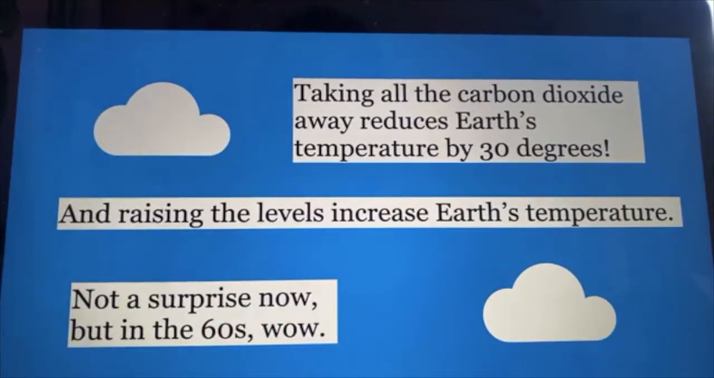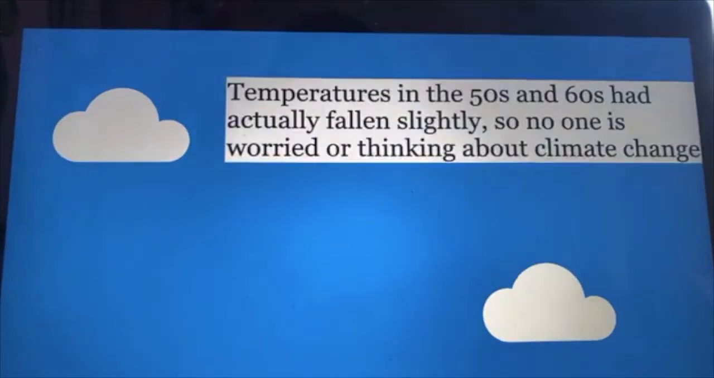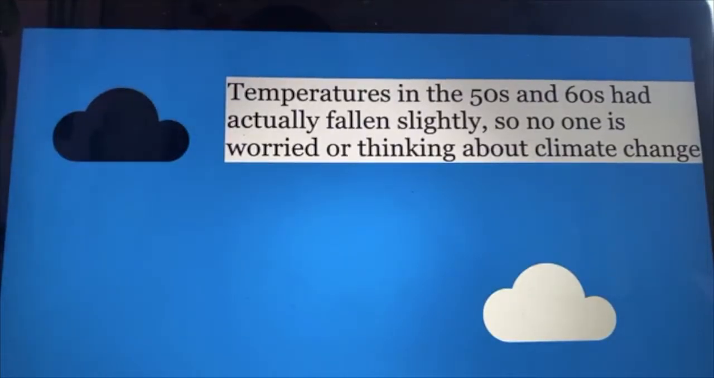This is obviously not a surprise to us now, but it's not a surprise now partly because of the work that Dr. Manabe did in the 60s. This was a mega surprise. No one really paid any attention to this for years, because temperatures in the 50s and 60s, we talked about like natural fluctuations. Temperatures at the time had actually fallen slightly, so no one is worried or thinking about climate change.